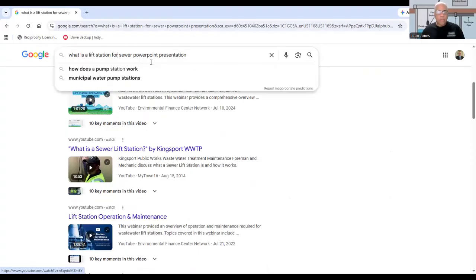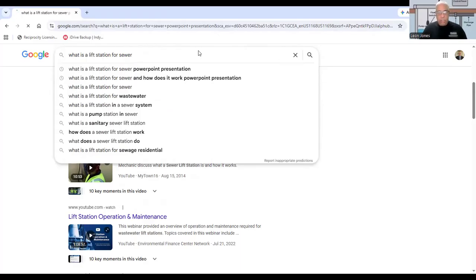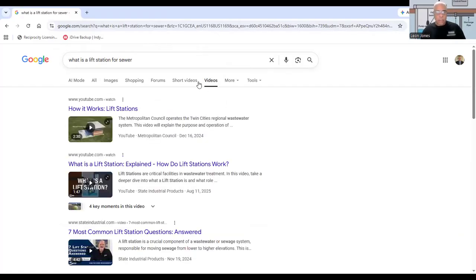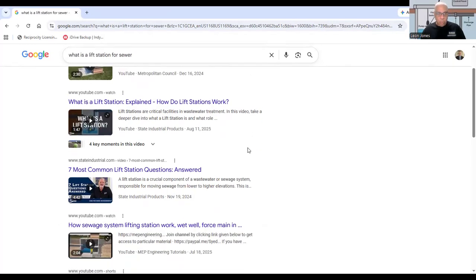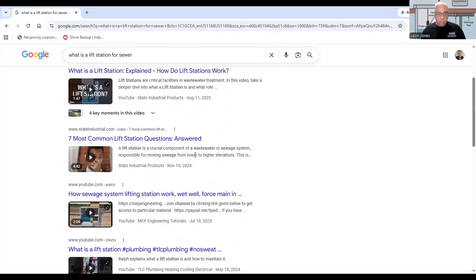And this lift station is for sewer. So bear with me, because lift stations are very, very important. Again, let's get into another video, fair use, on how a lift station actually works.